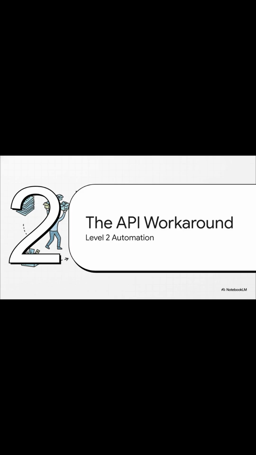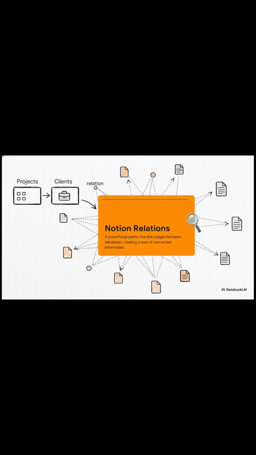And this is where the community of Notion experts came up with a very clever, but yeah, slightly more complex workaround. Okay, first, just a quick refresher. Relations are one of Notion's superpowers. They let you link a page in one database, say projects, to a page in another, like clients. This creates this amazing interconnected web of information, and they are absolutely critical for any kind of advanced setup.